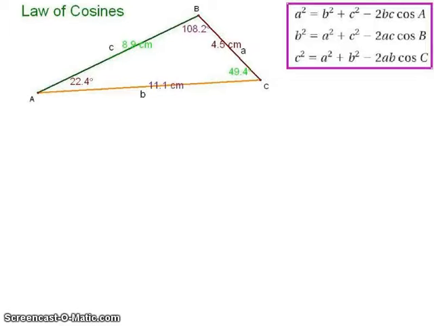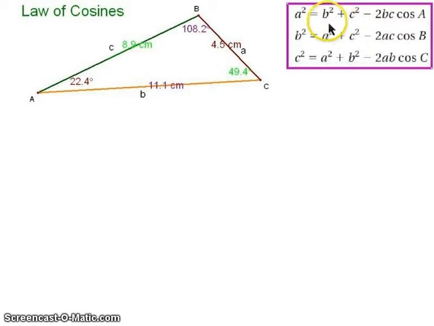Welcome back, everyone. Okay, the second video is going to cover the law of cosines. The first video covered the law of sines. And if you take a look at the equations, these three equations represent the law of cosines. You want to take a minute, pause the video and write those in your notebook. Now, they do look a little more complicated than the law of sines.